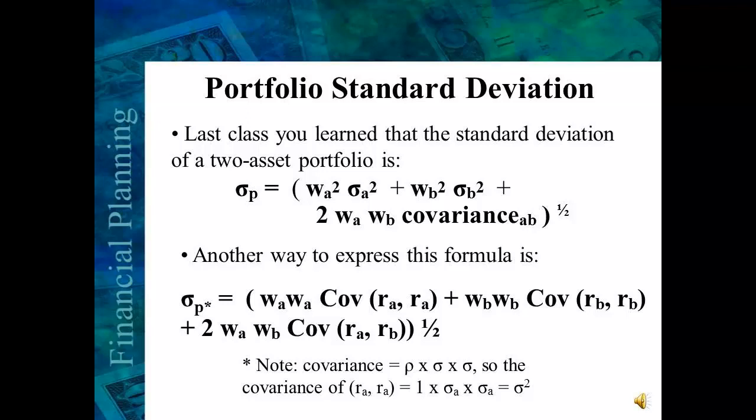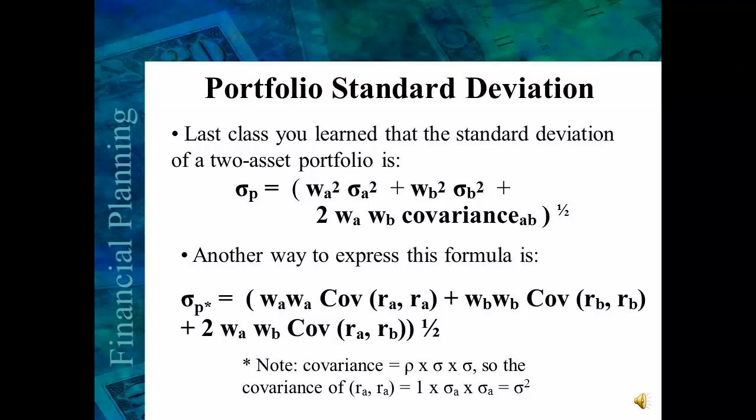In the last lesson, you learned that the standard deviation of a two-asset portfolio is the square root of the following summation. The squared weight of asset A times the variance of asset A plus the squared weight of asset B times the variance of asset B plus 2 times the weight of A times the weight of B times the covariance of AB. Notice that the first and second terms in this summation are simply the squared weights of each asset's variance. The third term is what accounts for how the assets move relative to one another.